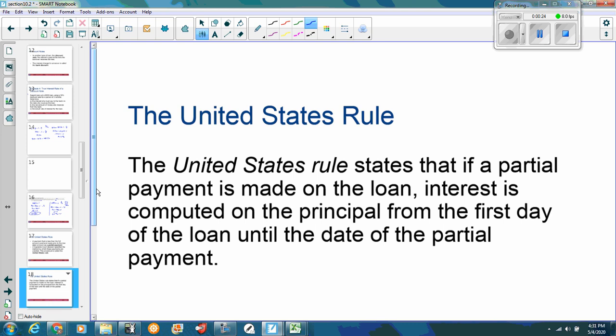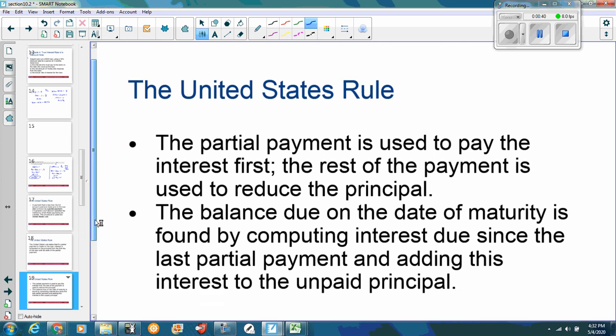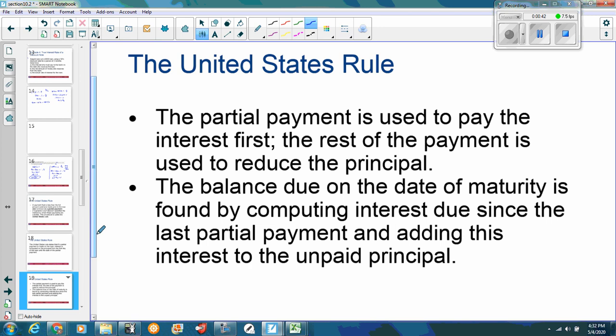The United States rule states that if a partial payment is made on the loan, interest is computed on the principal from the first day of the loan until the date of the partial payment. The partial payment is used to pay the interest first. The rest of the payment is used to reduce the principal. The balance due on the date of maturity is found by computing interest due since the last partial payment and adding this interest to the unpaid principal.